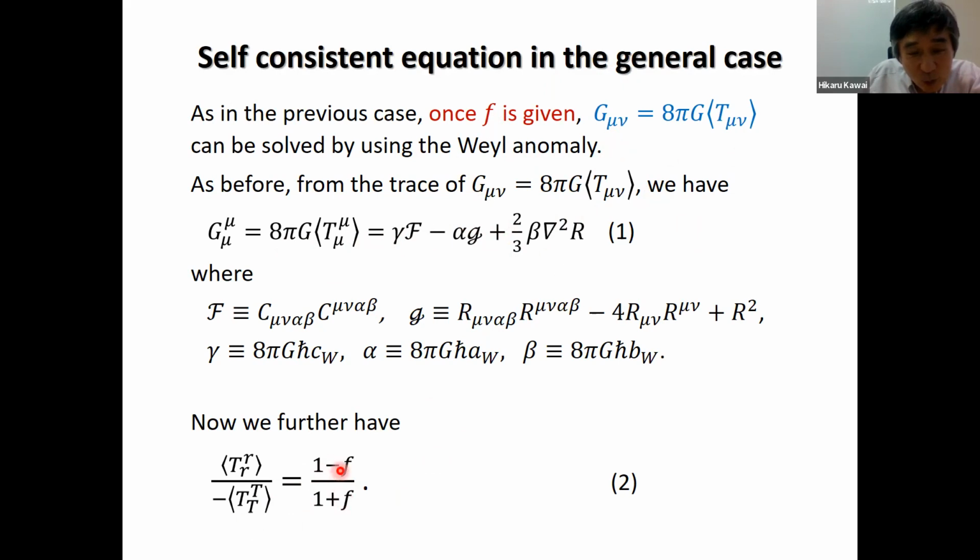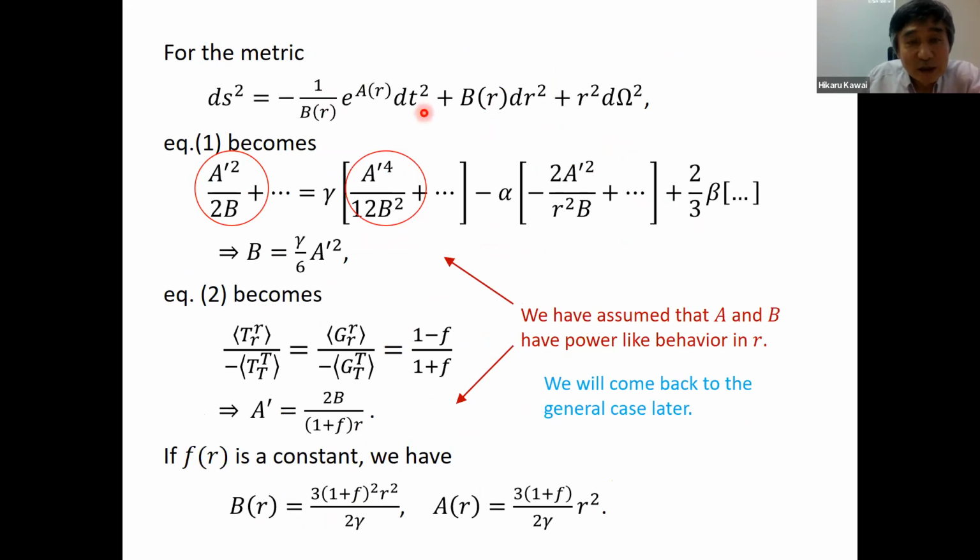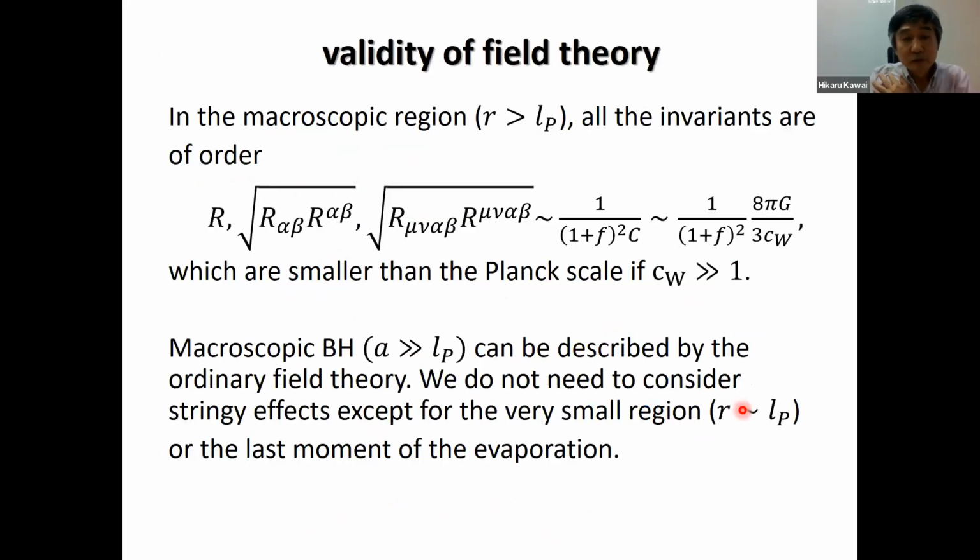F equal 0, and using that we solve this. And again, using this expression, this assumption, we can solve the equation. And here we have assumed that A and B have power-like behavior in R. And then we have these equations. And from this, we get the generalized result. So again, A and B are proportional to R squared, but we have some correction to them. So this part I already discussed.